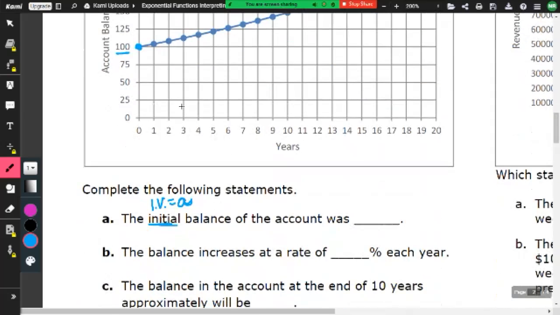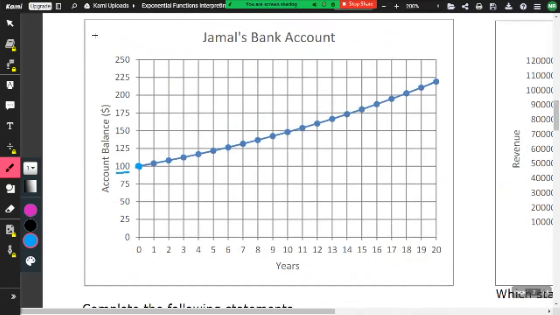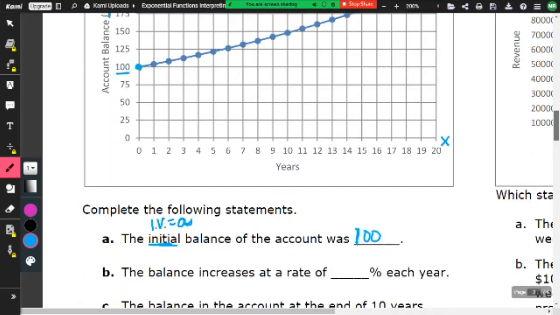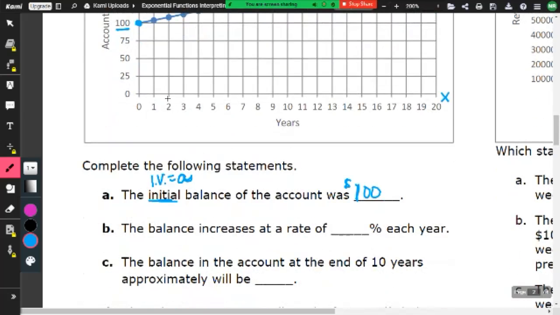So the initial balance in the account was 100. This is a y-intercept. That 100 is on the y-axis. What are we describing on the y-axis? Dollars. We're describing dollars. So it says the initial balance in the account was $100.